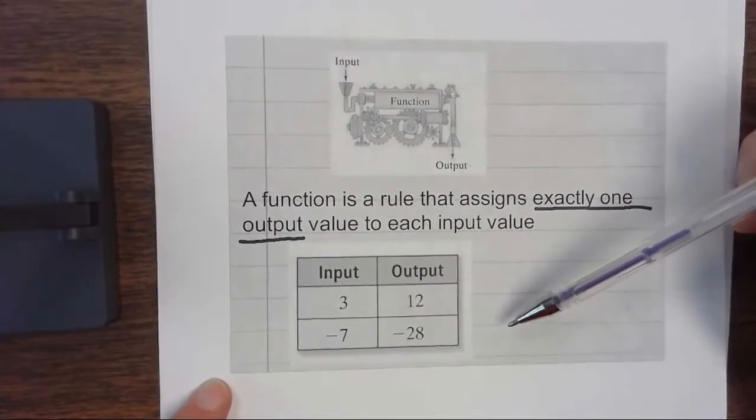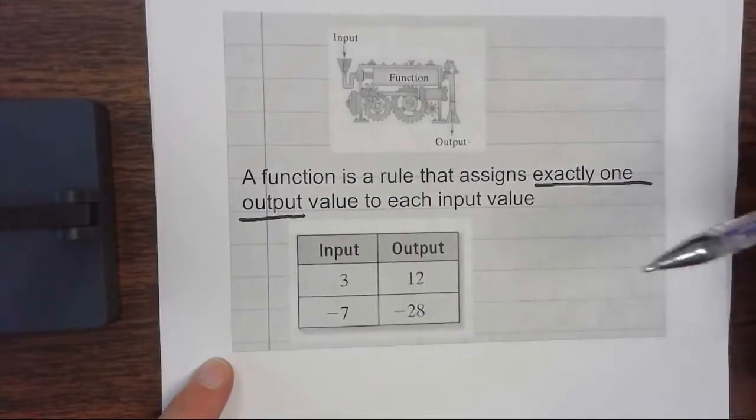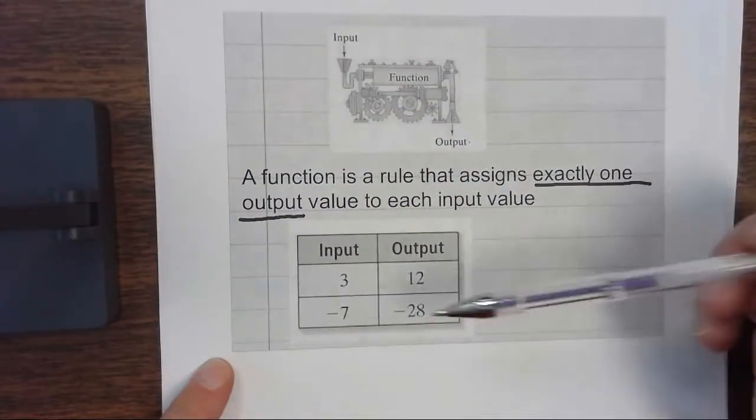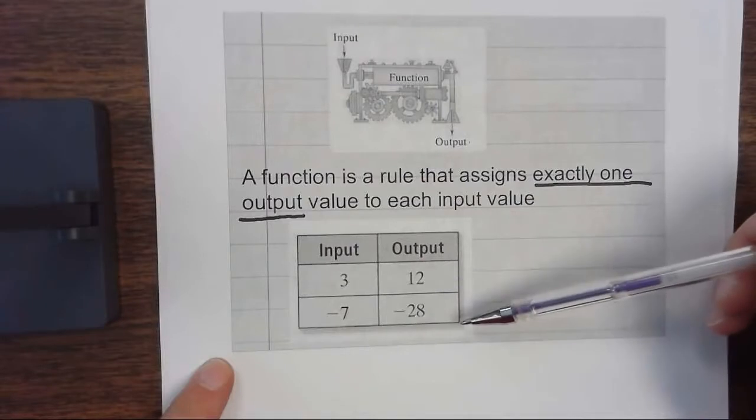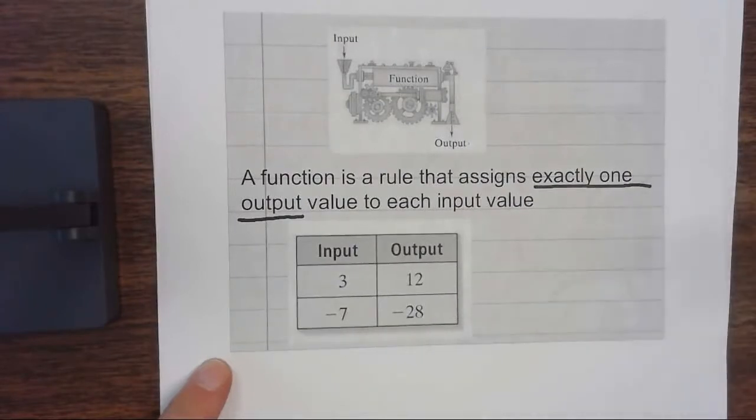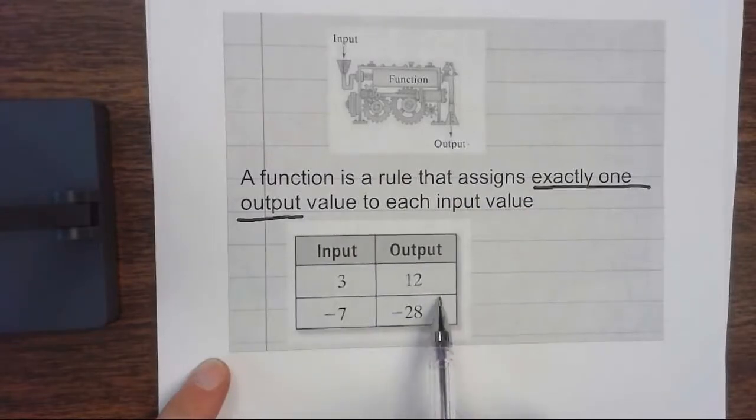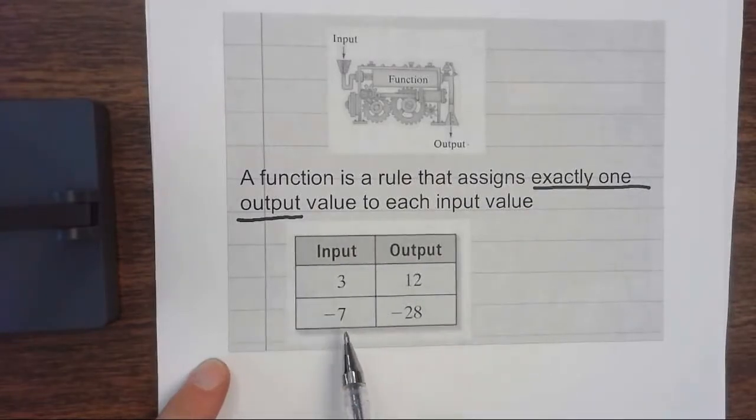Here's a table where I put my inputs and outputs. Input is 3, -7, then 12, and -28. So I'm putting 3 into the machine, and it spits out 12. I put -7 into the machine, and it spits out -28. Can you figure out what happened to it? What happened to my 3 to get 12? And what happens to my -7 to get -28?